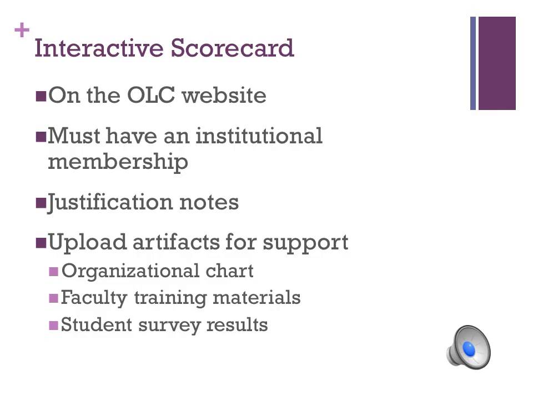I want to point out that OLC has developed an interactive version to use. Your institution must be an institutional member of OLC to access this version of the scorecard. The site allows you to select your score for each quality indicator, provide justification notes, and upload artifacts for support, such as organizational charts, faculty training materials, and survey results. Anything that you have to substantiate your score you would want to upload as artifacts. However, to begin, the paper version is just fine, because more importantly, it's about the justifications and artifacts you have to justify your score.